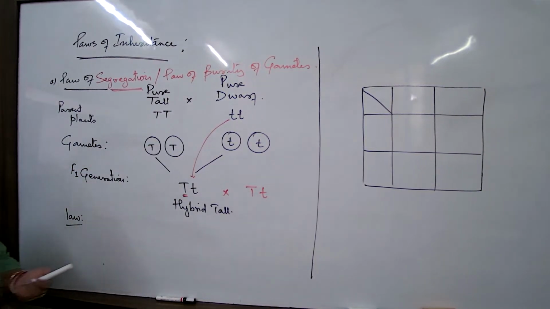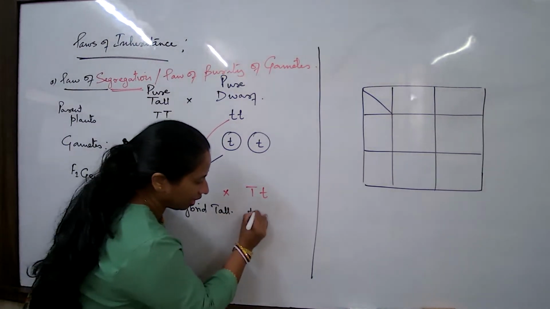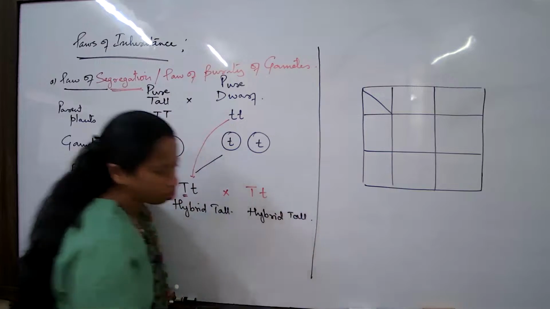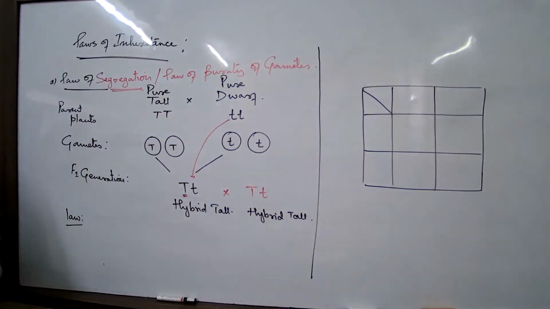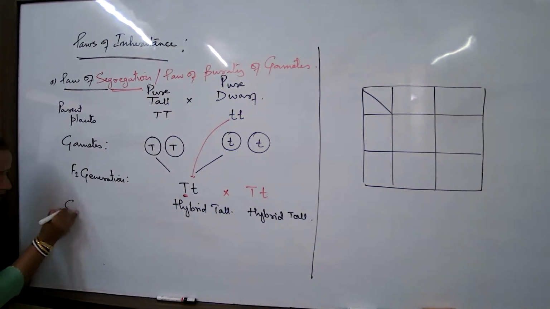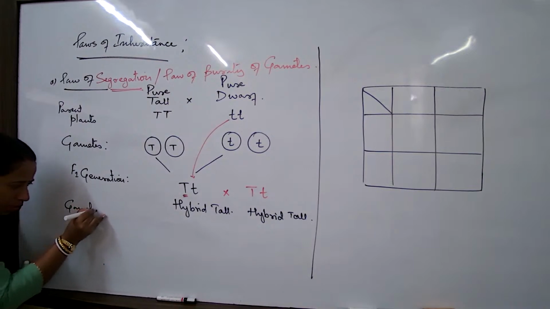Now let us see how does it work. So this is another hybrid tall plant. So what did he do? He had now selected two plants of the F1 generation and tried breeding them to see what now in the second generation. So what were the gametes? Now you tell me, how many types of gametes this plant should have given?